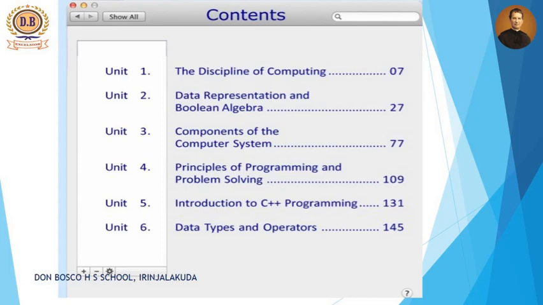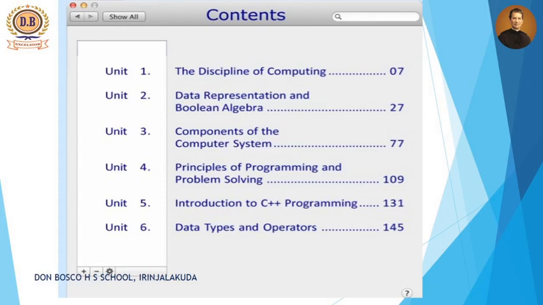Then third chapter is components of the computer system. Here we are dealing with computer hardware and software. Then fourth chapter, principles of programming and problem solving. Then fifth chapter, introduction to C++ programming, and the last chapter of the first volume is data types and operators. From the fifth chapter onwards we are beginning C++ programming. Fundamentals or basic things we are discussing first. After that we are continuing with the programs.